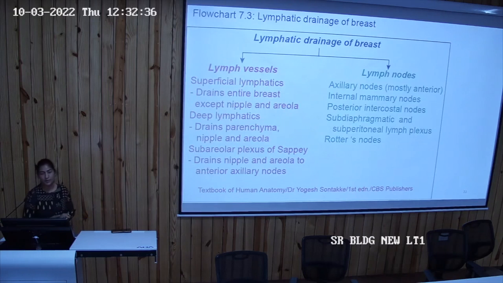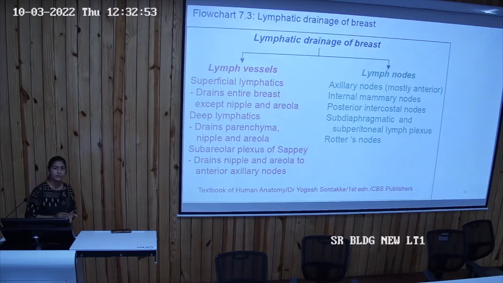This is the summary about the lymphatic drainage of the breast. The lymph nodes that are involved in the mammary gland are the axillary group of lymph nodes, internal mammary group of lymph nodes, intercostal, subdiaphragmatic, subperitoneal, and one is the Rotter's lymph node.